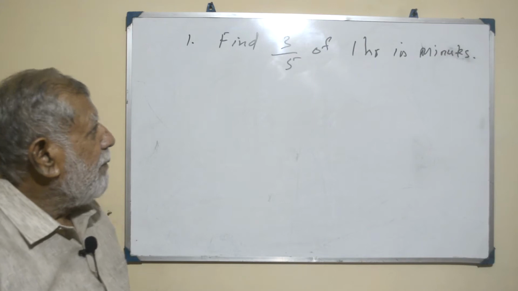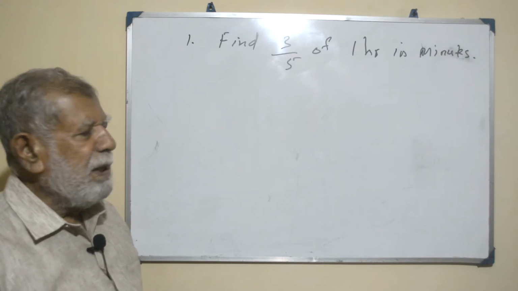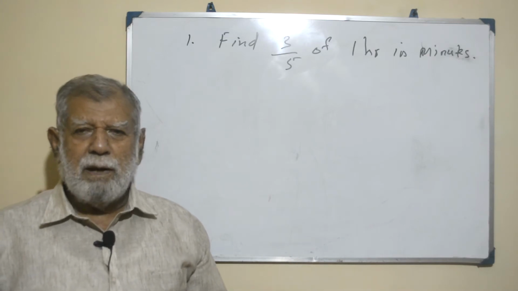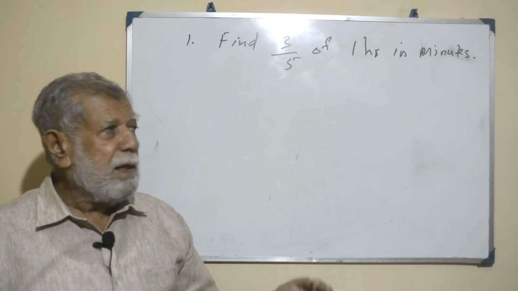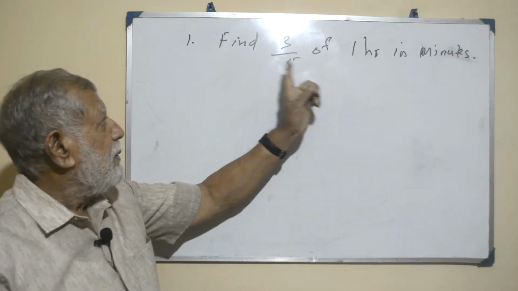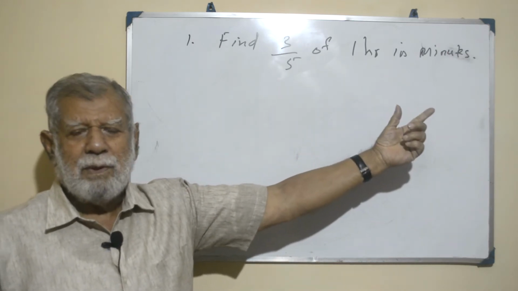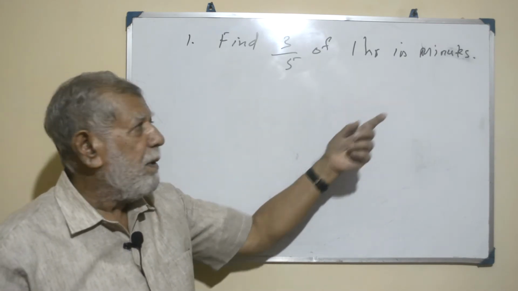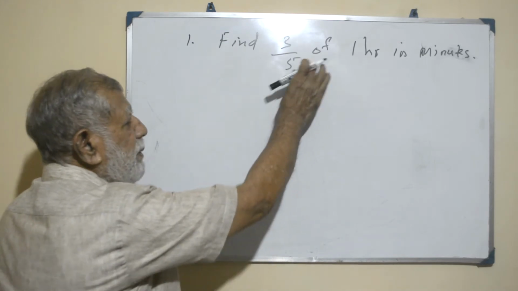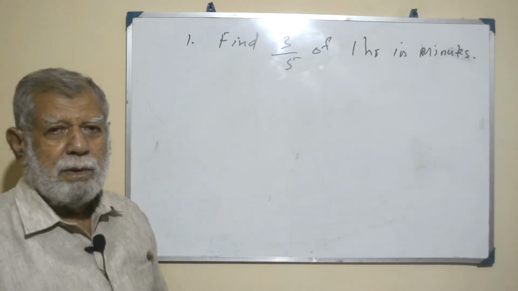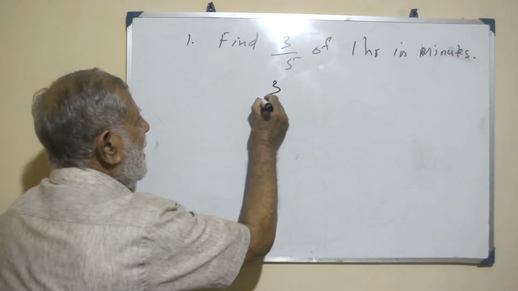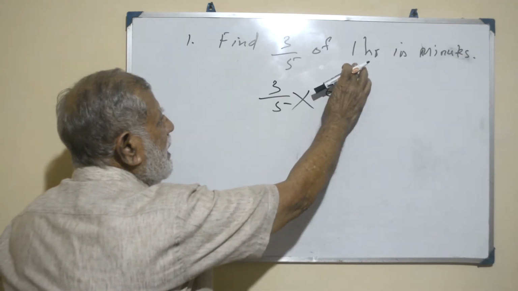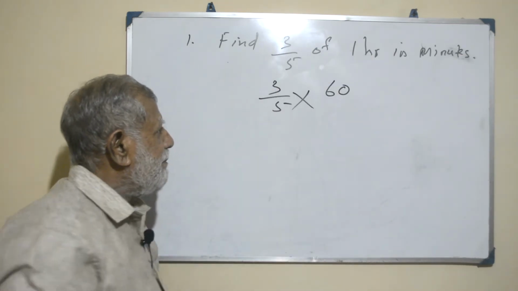So here we have hour and minutes. Now we know that 60 seconds 1 minute, 60 minutes 1 hour, 24 hours 1 day. So here we know that 60 minutes is 1 hour, and you have to give the answer in minutes. So what we should do is convert this 1 hour into minutes. We know that Bodmas rule, of means into. So we write down 3 upon 5 into 60. Why 60? Because 1 hour is equal to 60 minutes.